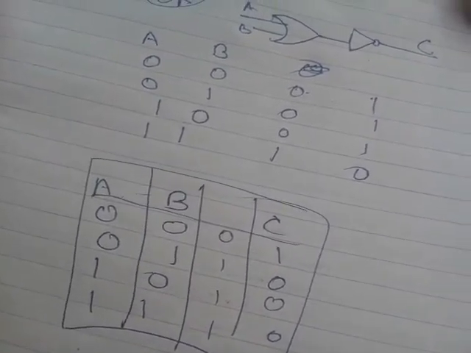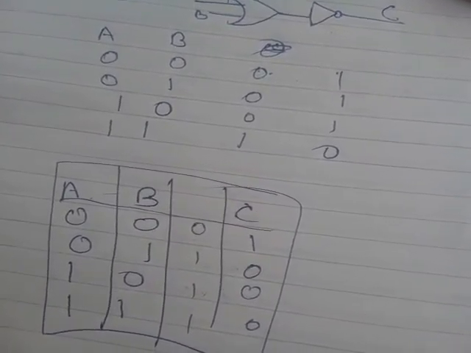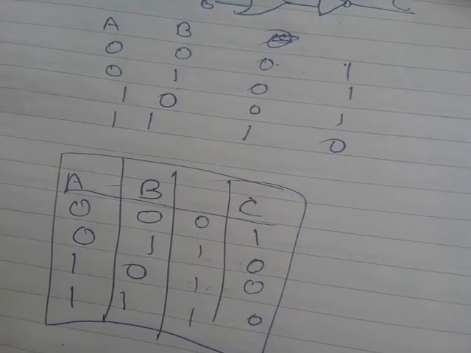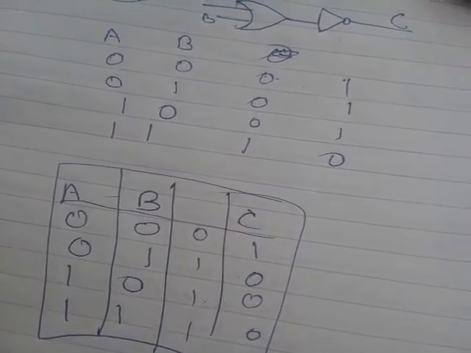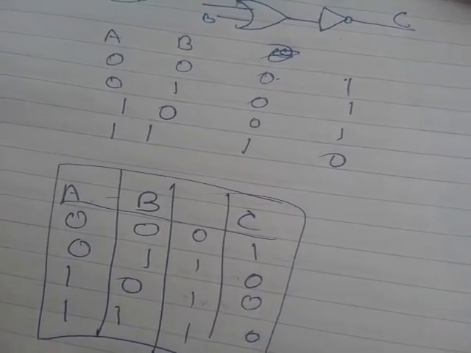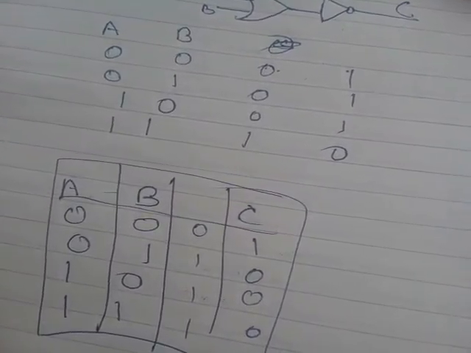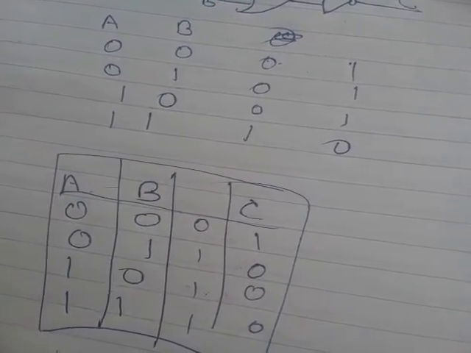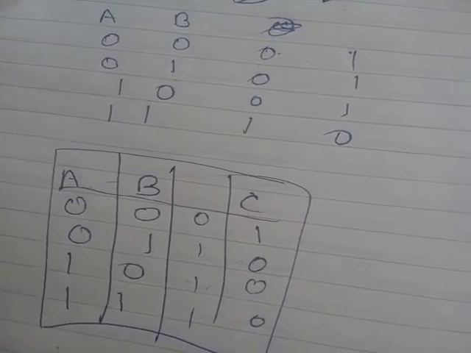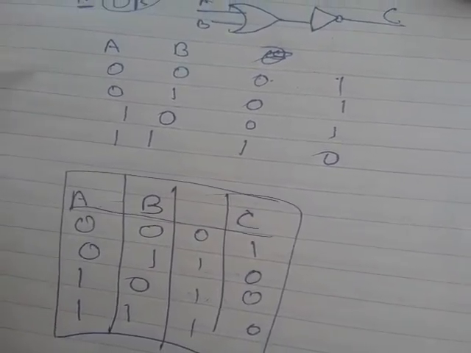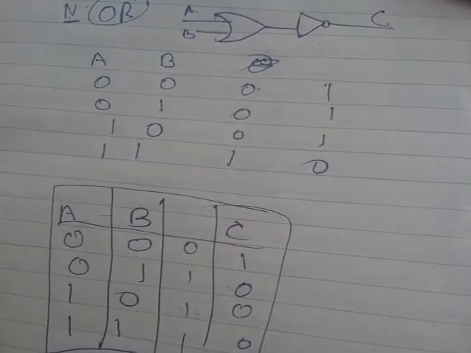Well, these NOR and NAND gates are known as universal gates. Why is this so? Because with the help of the NOR gate and the NAND gate, we can construct any other gate. The basic gates can be constructed with these universal gates. That's why they are known as universal gates.